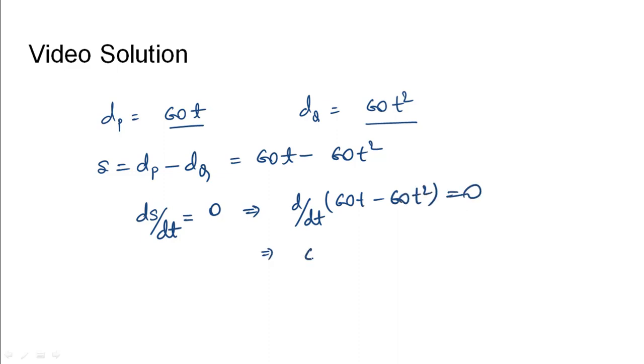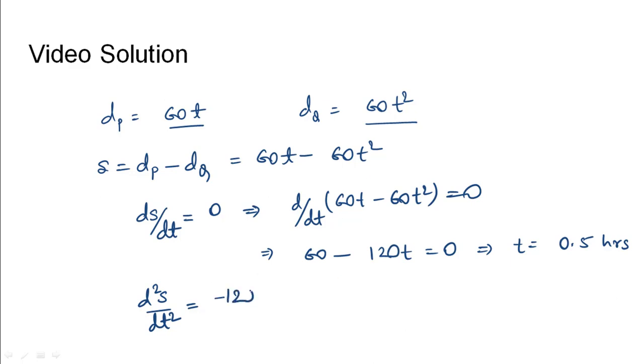This would turn out to be 60 minus 120t equals 0. From this we will get the value of t as 0.5 hours. Now we need to check if the space headway is a maxima. So we will find its double derivative. The double derivative of 60t minus 60t square would turn out to be minus 120, which is less than 0, and hence it is a maxima. So the point t equals 0.5 hours will give us a maxima.